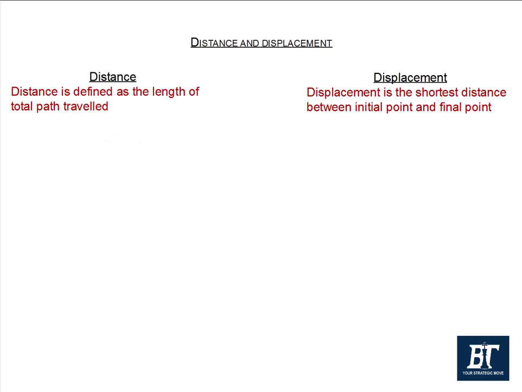Next up we have distance and displacement. Distance is defined as the length of the total path traveled, while displacement is the shortest distance between initial and final point. We will take an example to understand these concepts. So let's say a person is traveling from point A to B via this path. So total distance of this path will be the distance covered by the person, but the shortest distance will be the magnitude of displacement.